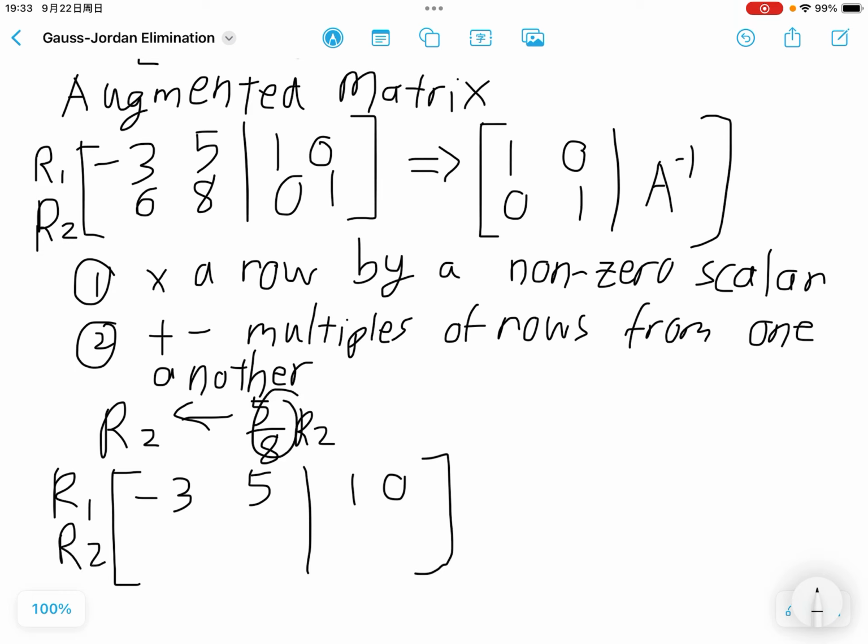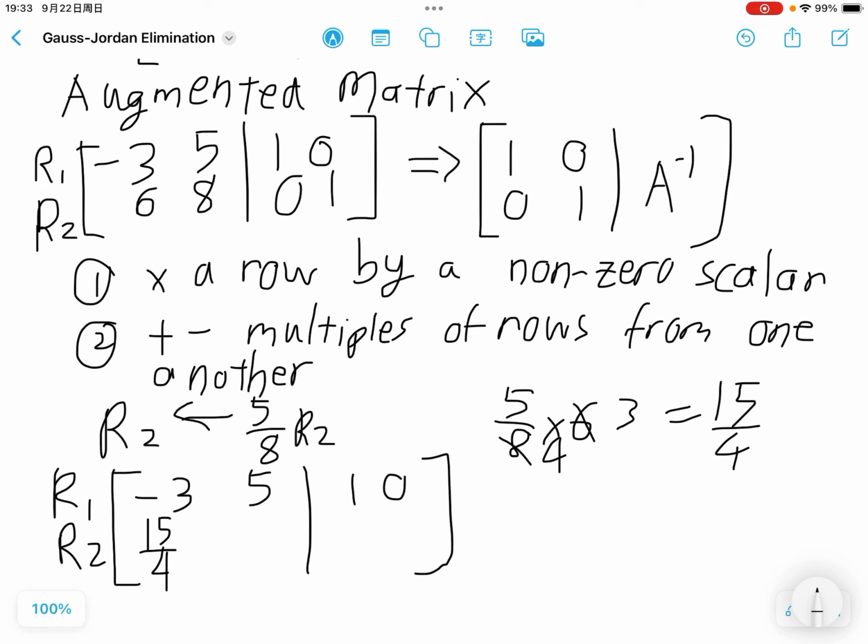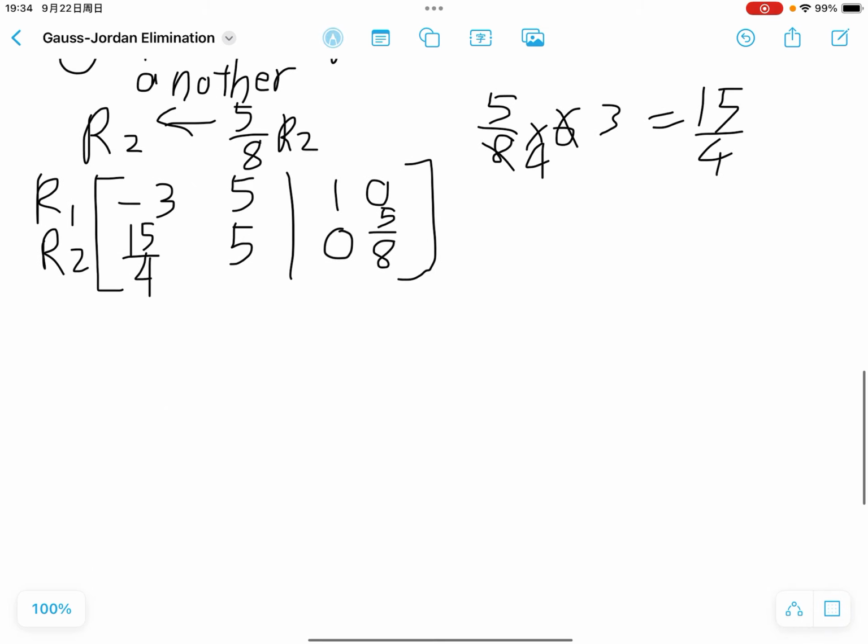So we have to multiply 5 over 8 by every element in that row. 5 over 8 times 6, what is that? That gives 15 over 4. 8 times 5 over 8 is 5. 0 times 5 over 8 is 0. 1 times 5 over 8 is 5 over 8. So that's our new augmented matrix.